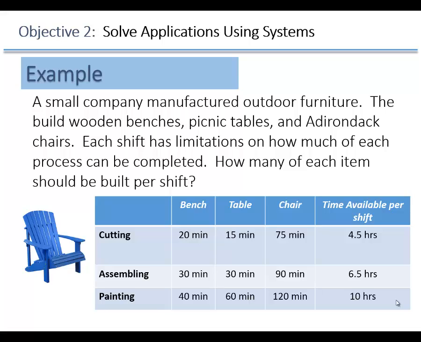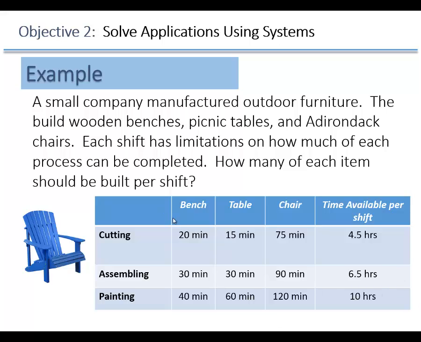A little company makes outdoor furniture. They make benches, picnic tables, and fancy Adirondack chairs like the one on your screen. Super comfortable. But to be efficient, each shift has some limitations on how much of each job they can do during each individual shift. Some people are better at certain jobs than others, and you've got equipment limitations and whatnot. So here's what we've got.